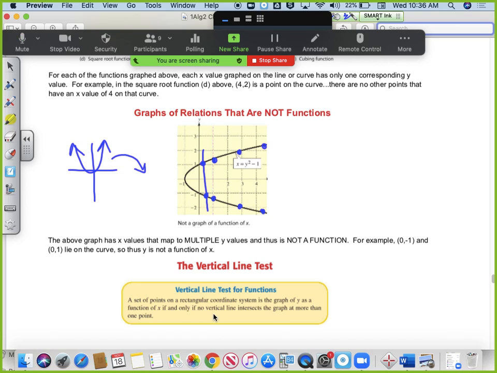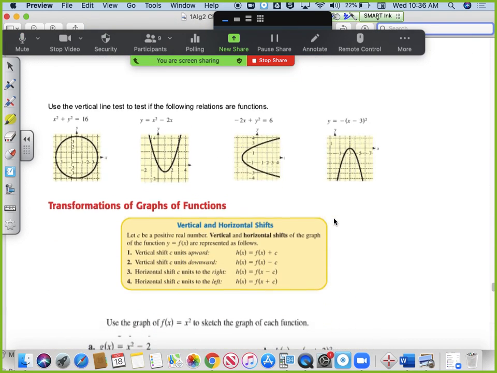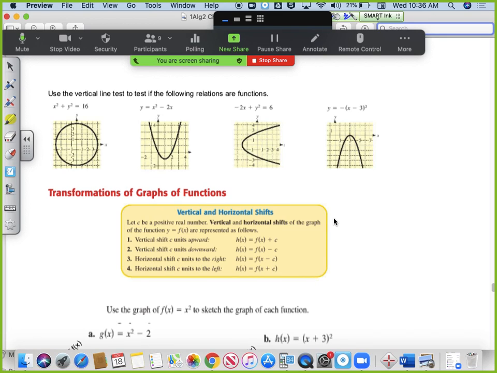So whenever you look at a vertical line, you can take your pencil and you just go like this, and you just go through the graph. If you ever cross more than 1 point on the same vertical line, it fails the vertical line test, which makes it not a function. So the last thing we're going to do today is just quickly go through these 4 and determine which ones are functions and which ones are not.